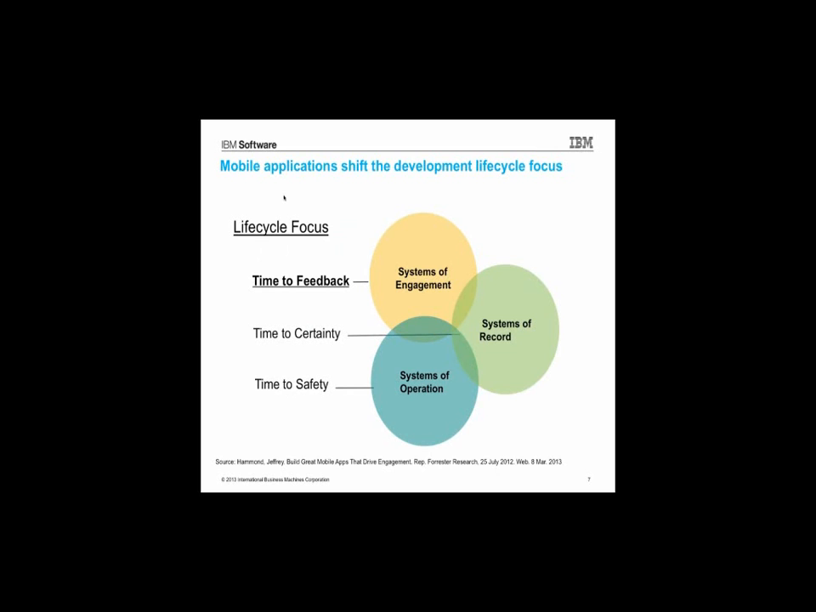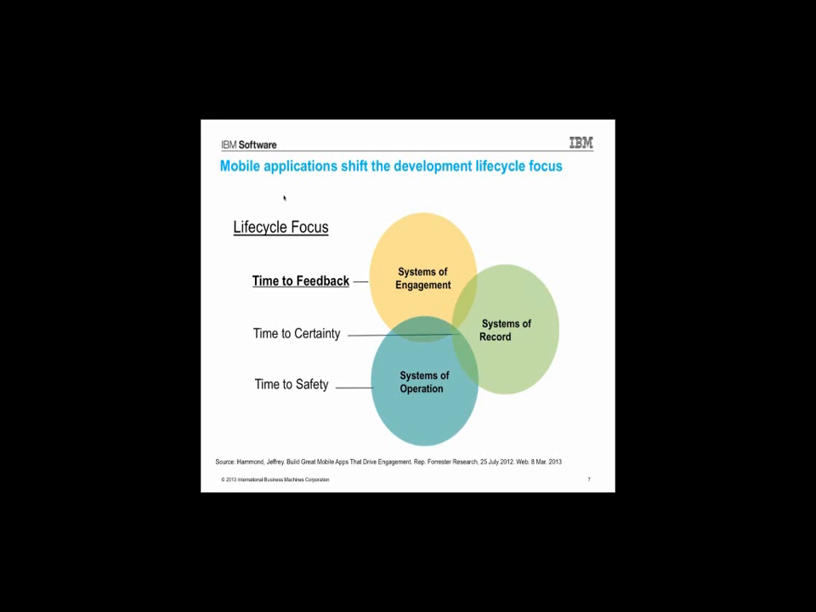Jeffrey Hammond is an analyst at Forrester, and he talks about mobile development a lot. And I really wanted to share this with you. This is a view of this concept of systems, and there's three that are represented here that we all deal with. And there's a really important concept. So let's start at the bottom and kind of work our way to the top.